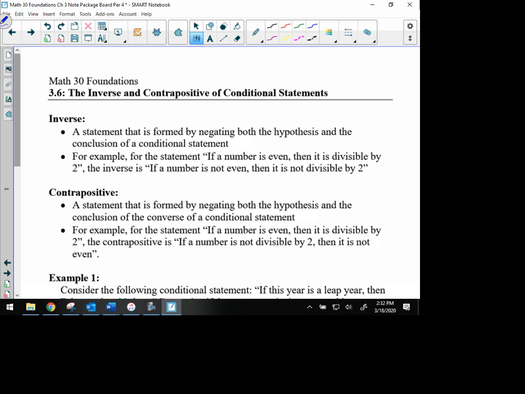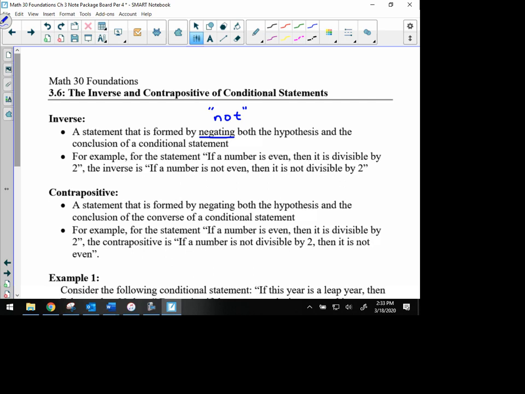The inverse is a statement where we take both the hypothesis and the conclusion, and we keep them where they are. We don't switch the location of them, but we add a not in there, and that's what it means when it says that we're negating both the hypothesis and the conclusion. So we add a not in there, and that's how that looks in the statement itself.